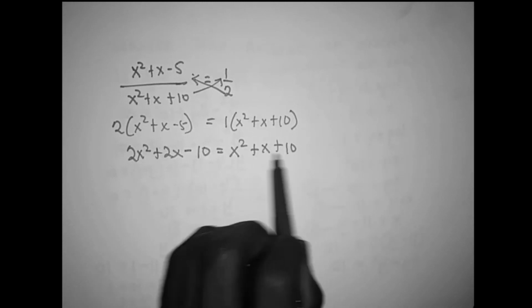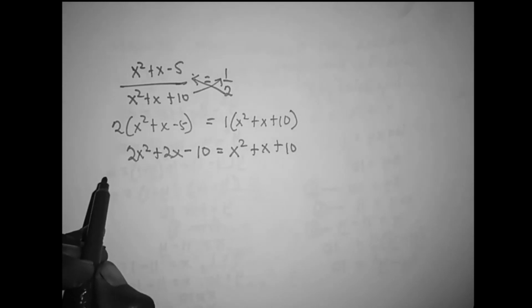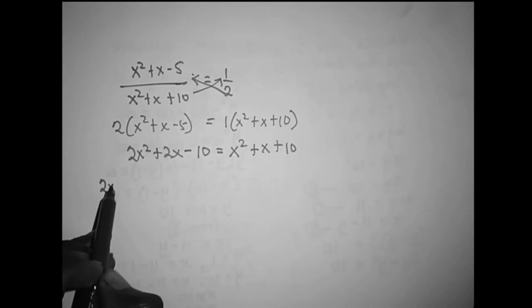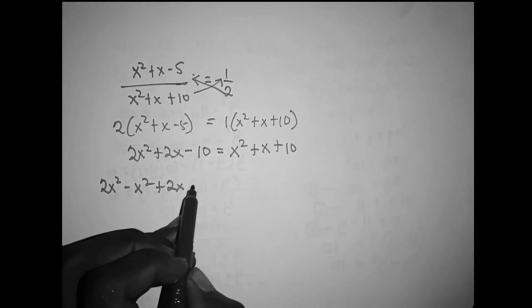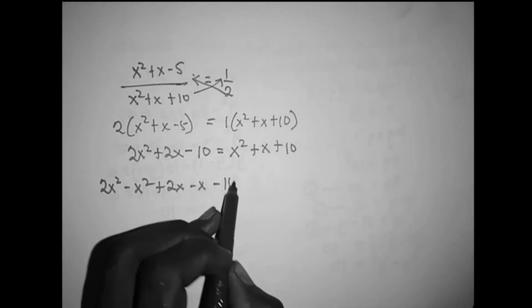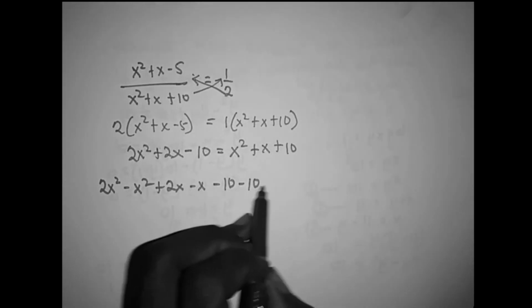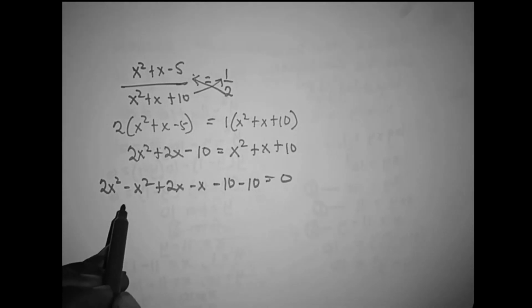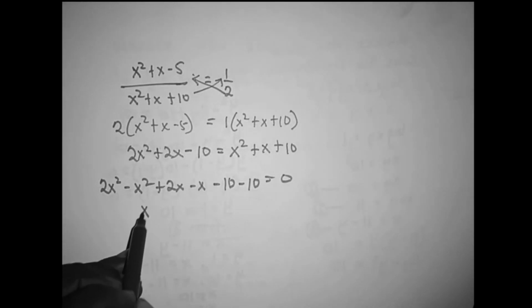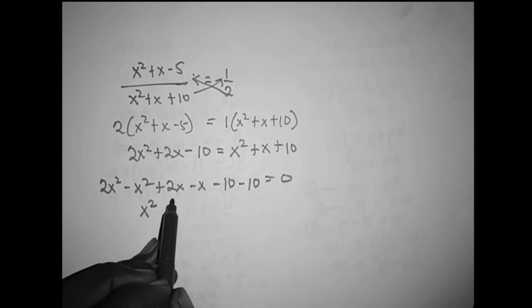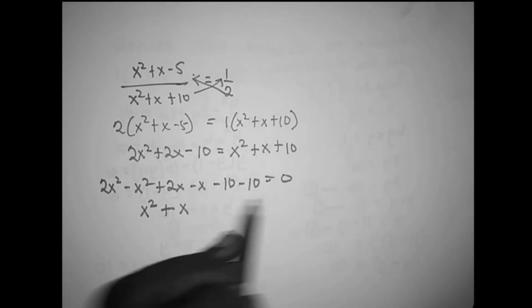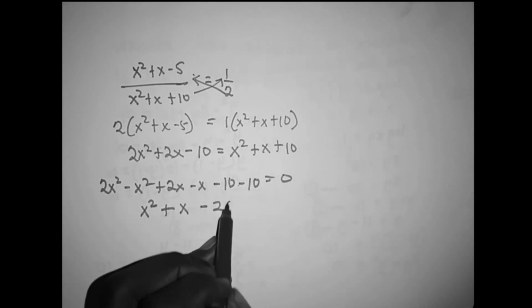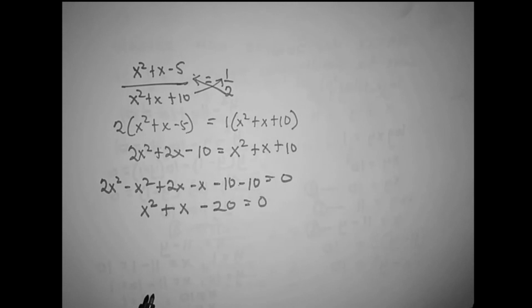So let's bring all of this to the other side of the equation. We will get 2x squared minus x squared plus 2x minus x minus 10 minus 10 equals 0. So 2x squared minus x squared gives us x squared, then plus 2x minus x gives us plus x, and minus 10 minus 10 becomes minus 20 equals 0.